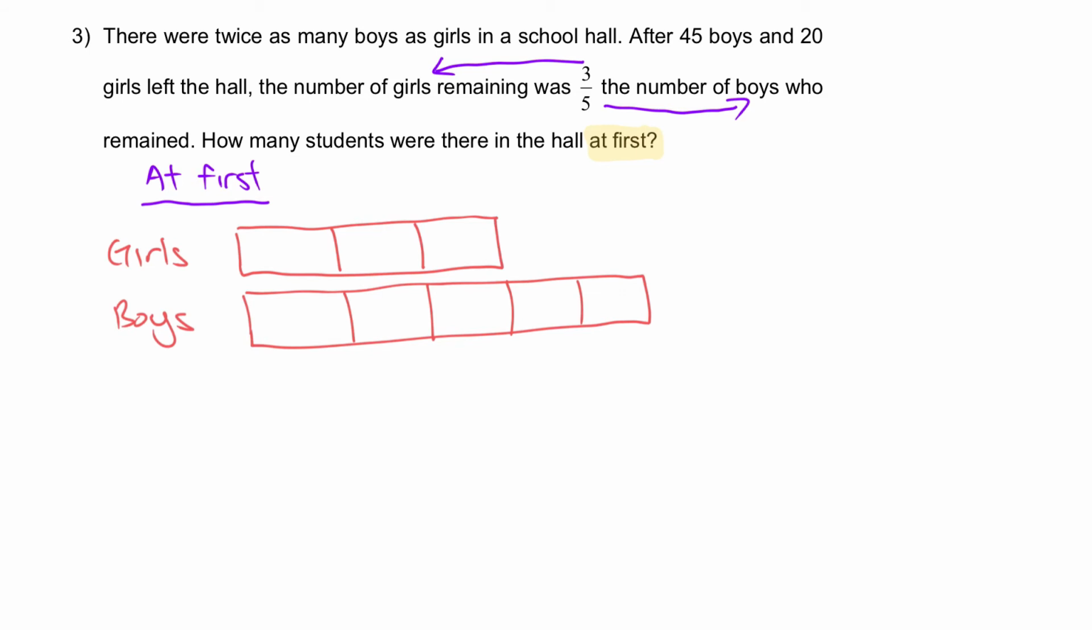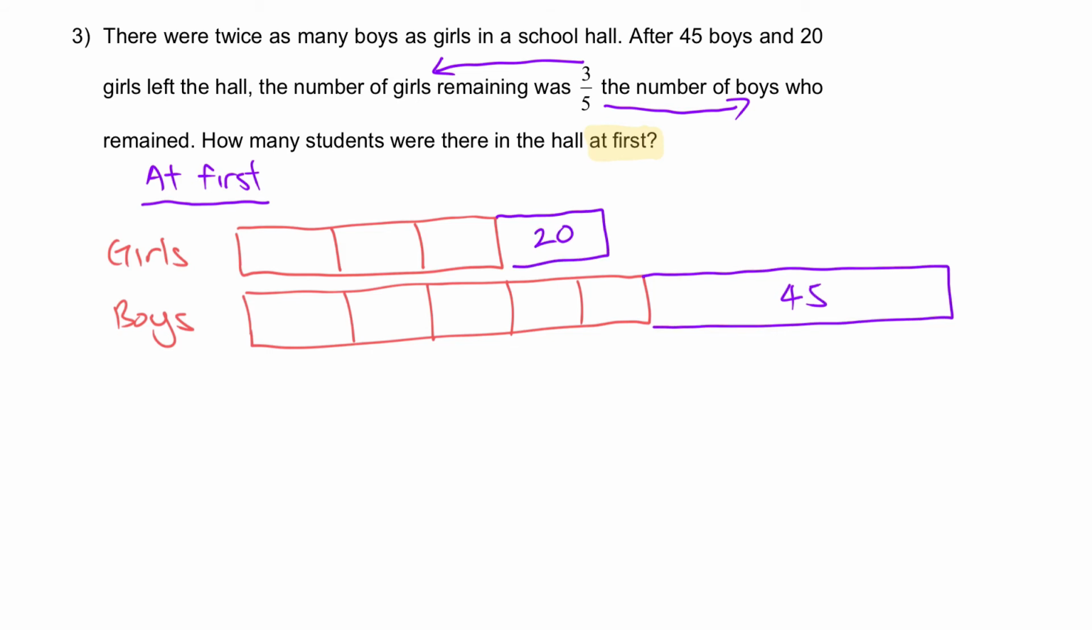Okay, next. What happens before this? This is after 45 boys and 20 girls left the hall. So I'm gonna add back the people, right? 45 boys and 20 girls. So let me add it back. So probably this is the 45. And then the 20. Something like this.